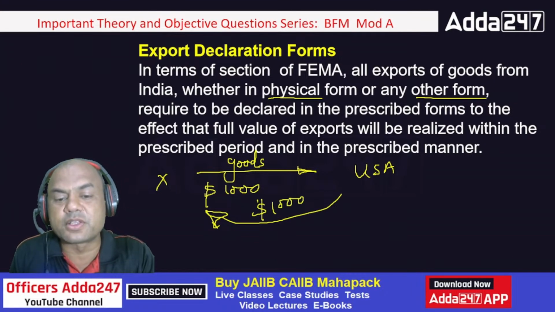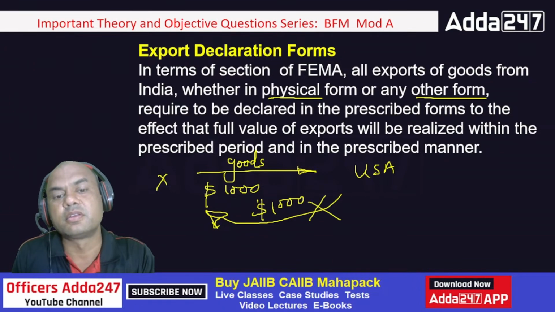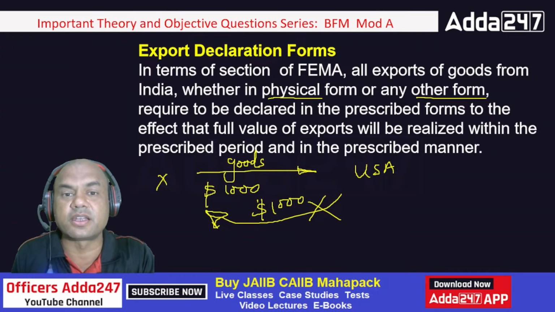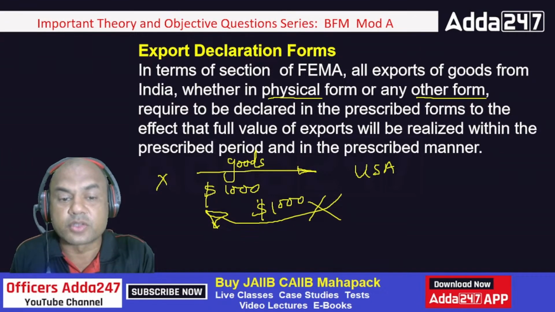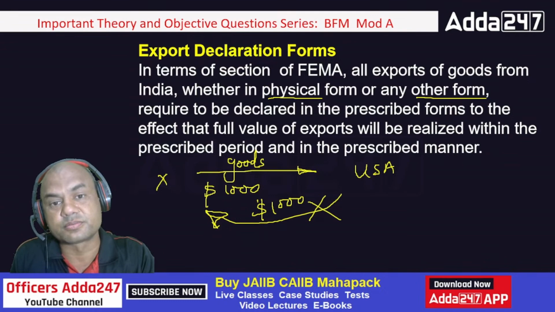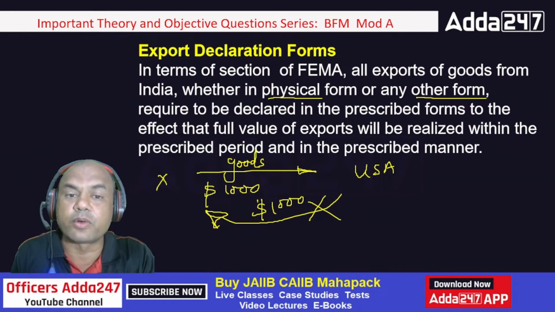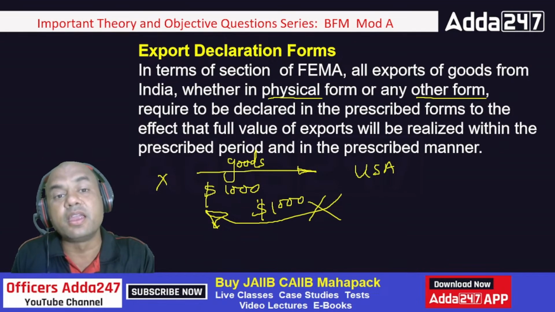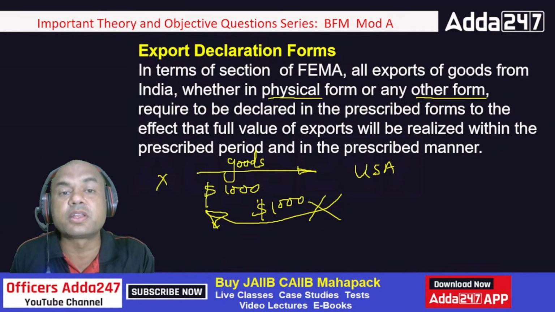So imagine if this 1000 never comes back. Goods are gone, money never comes back. So what is happening over here? Our country is at a loss, isn't it? It's not receiving the funds which are to be received. So that's why the government says whenever you export goods, you need to fill this EDF form, so that it gets recorded with the customs house. Indirectly, it gets recorded with the government department.